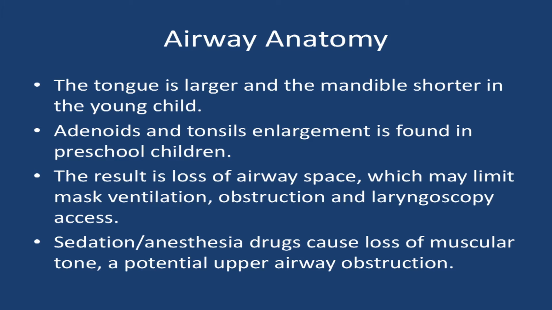As we've said, the tongue is larger and the mandible shorter, which compresses the pharynx and does not allow a great deal of room for the airway anatomy to align itself. The enlargement of the tonsils and adenoids results in a loss of airway space, which may limit mask ventilation, cause obstruction, and limit laryngoscopy access.